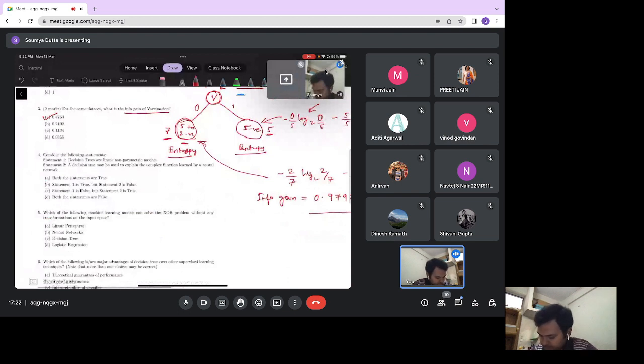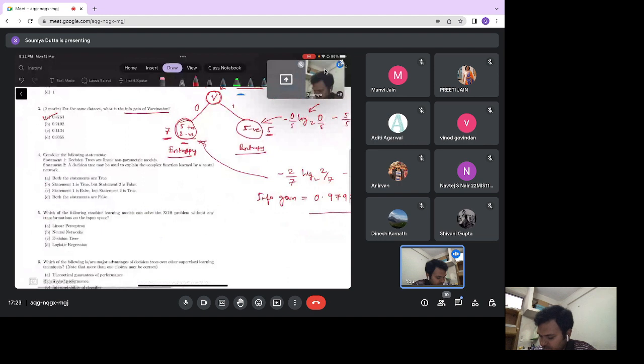The next problem is, consider the following statements. Decision trees are linear non-parametric models. Of course, this is false, right? Because decision trees can never be linear. They are non-parametric, that's true, but they have if-then-else conditions, like if x1 is less than 2 and x2 is greater than 5 and x3 is less than 7 and so on. So you can obviously understand that they can never be linear, and therefore the first statement is itself false.